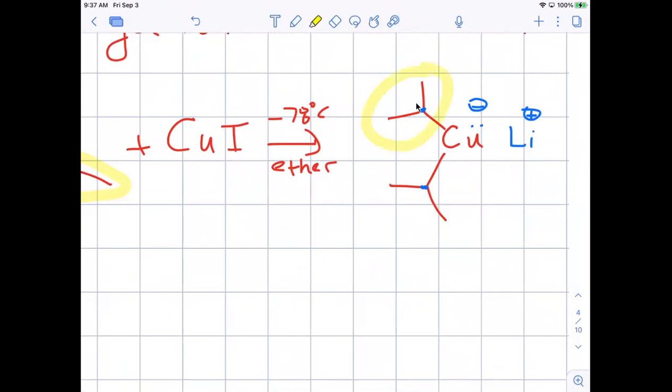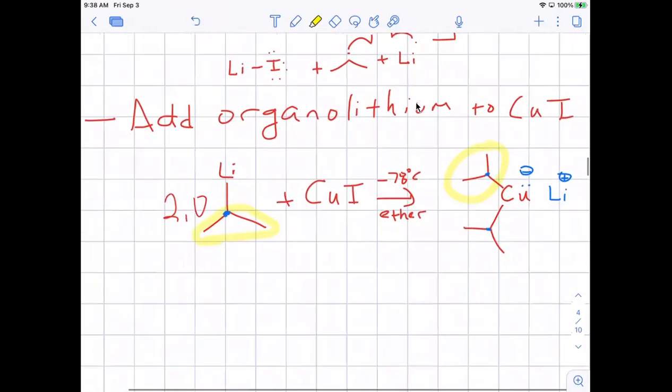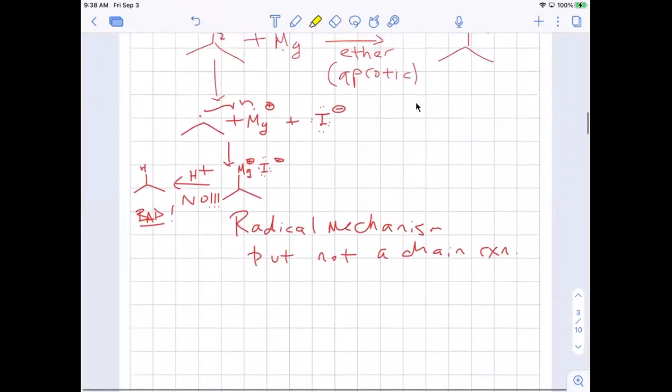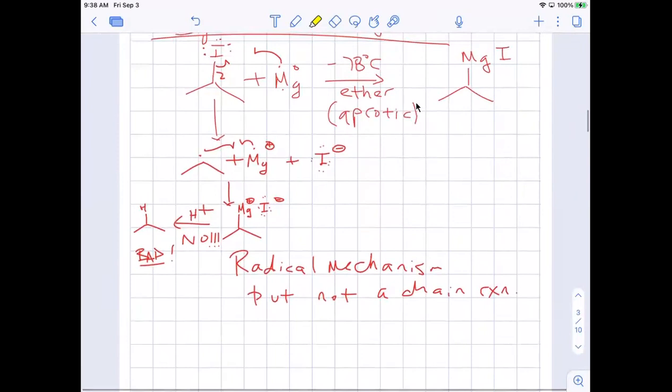So a lot of times you want to put on one group that you want to transfer, and for the other group, you put something on that you don't care about, that you can throw away. Because once you do that one reaction and transfer one of those groups, the second group is not coming off. Like you can't go back and use copper again. So let me show you real quick what other types of species you can use to make Grignards and then cuprates, and then we're going to start looking at the reactions, right?